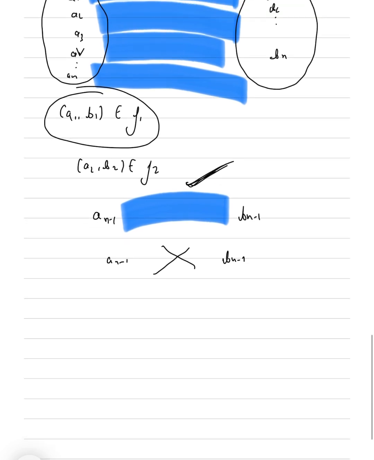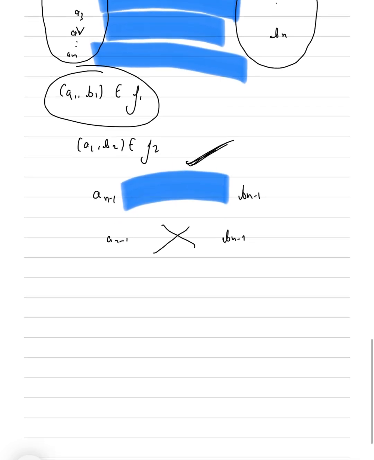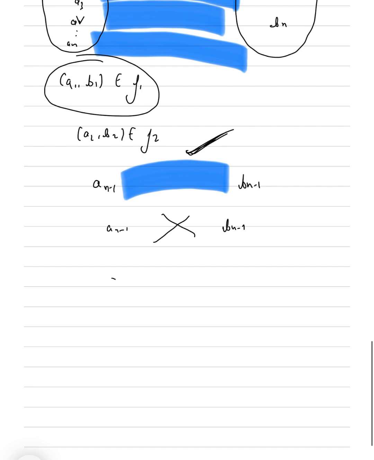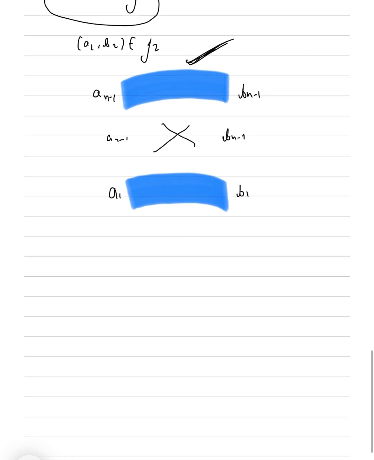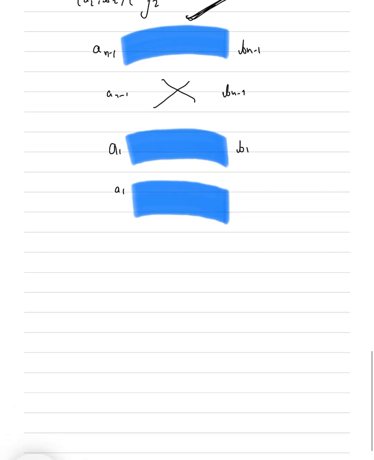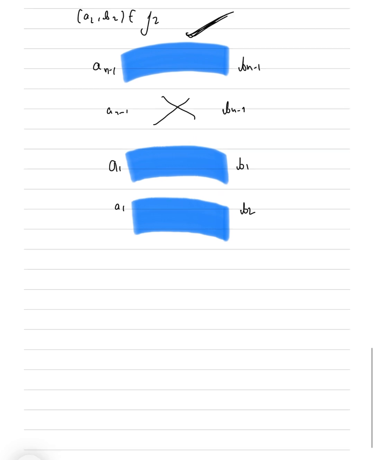And what does that mean? Okay, let us consider another thing. Suppose we have an element A1 that is being mapped to element B1. Okay, and let us consider there is an A1 map which is mapped to another element B2. Okay, it is not possible.